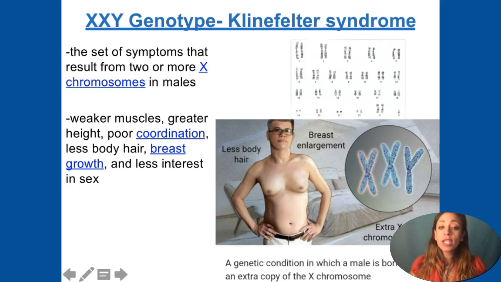So in this karyotype right here, you can see here are my 2 X's and here's my Y. So it's considered a male individual here, but they have symptoms such as weaker muscles, greater height, poor coordination, less body hair, and breasts that are able to develop due to the extra X chromosome there.